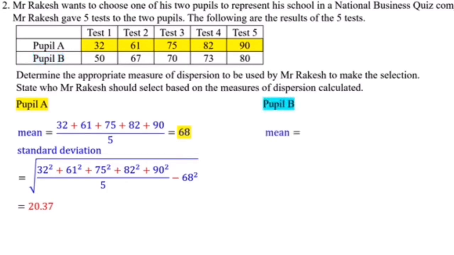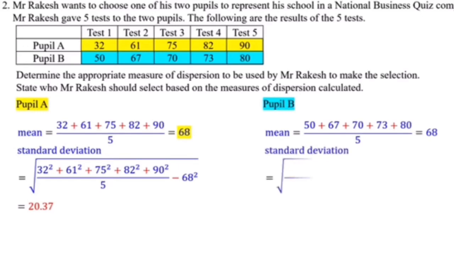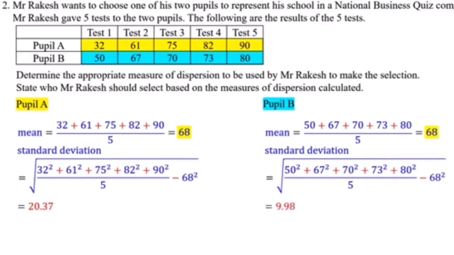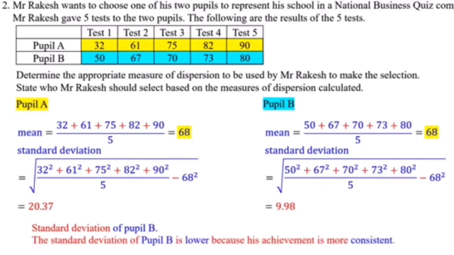Okay, then we will find the mean for pupil B. So we take 50 plus 67 plus 70 plus 73 plus 80 divided by 5. So it's equal to 68. Okay, followed by the standard deviation. So we take the marks 50 square plus 67 square plus 70 square plus 73 square plus 80 square over 5 minus 68 square. So the standard deviation is 9.98. So the standard deviation of pupil B looks smaller compared to pupil A. So pupil B's marks are more consistent due to the smaller value of standard deviation.